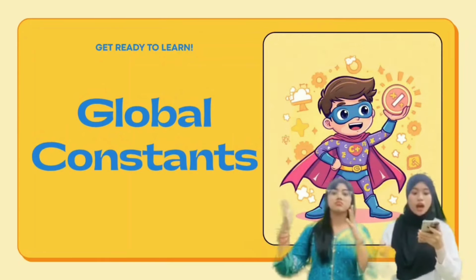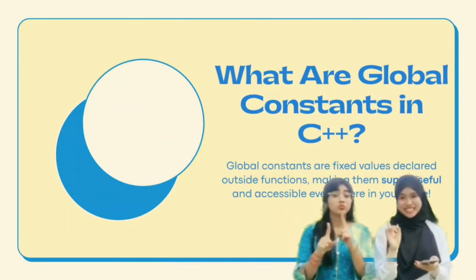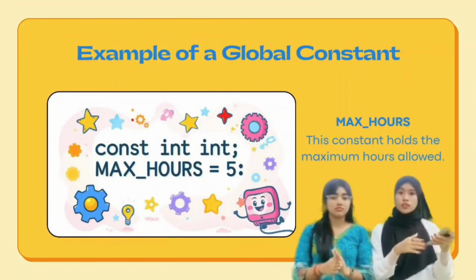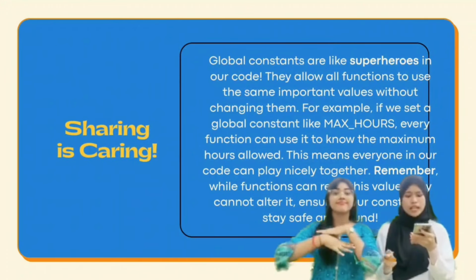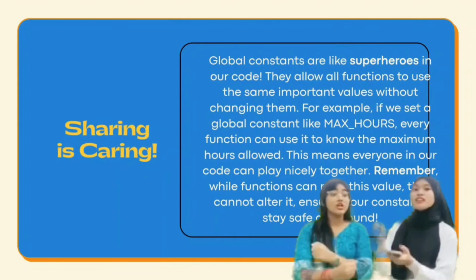Global constants are also declared outside all functions, but their values cannot be changed. For example, const int MAX_HOURS = 5. All functions can use this value, but none can modify it. So, global constants are safe and strong.